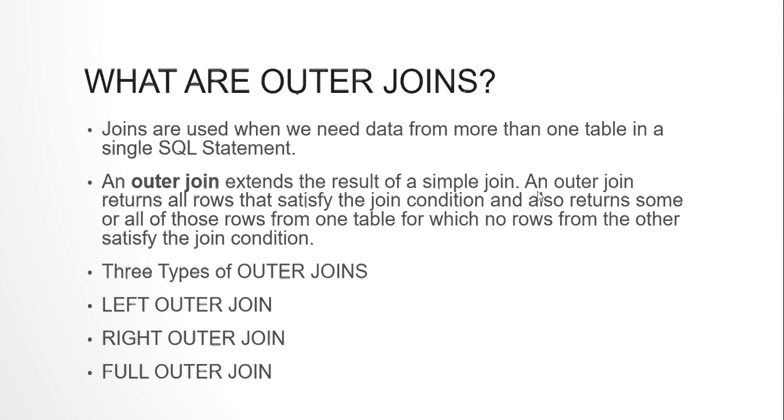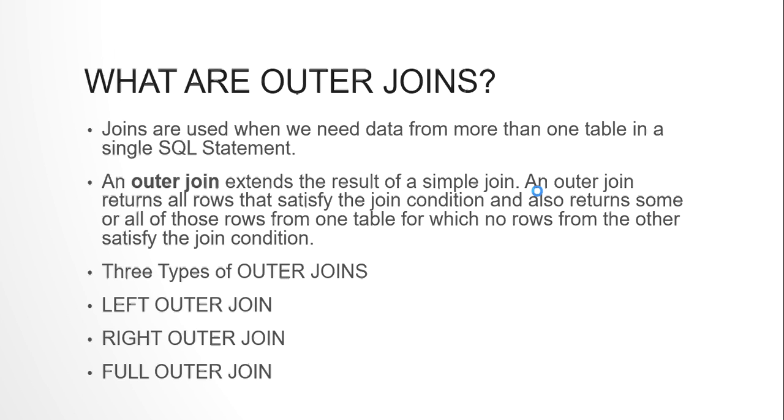As we have discussed previously, joins are used when we need data from more than one table. Say suppose we have two tables such as table A and table B, and we want some columns from table A and some columns from table B. When we have such a case, we would use a join.